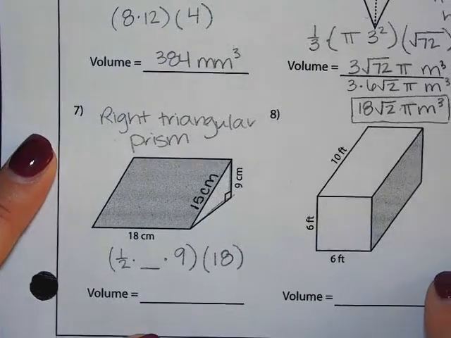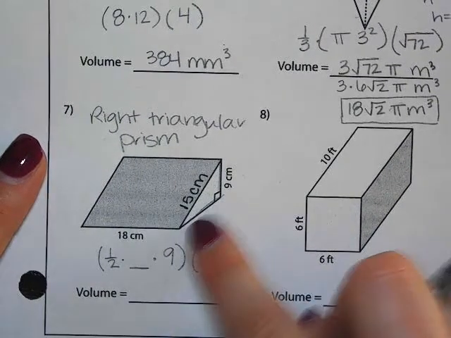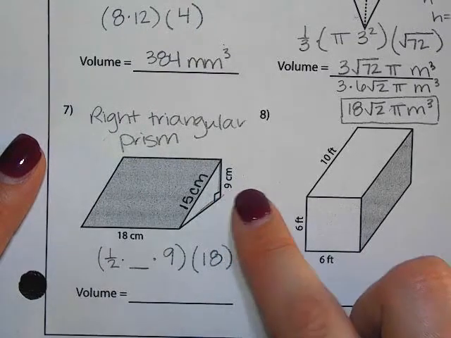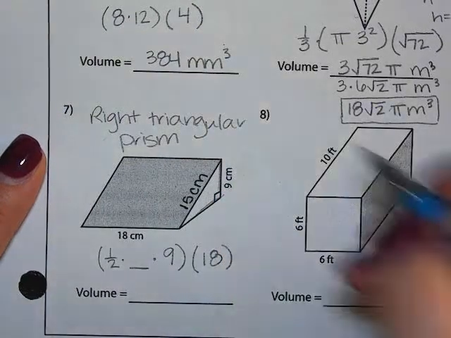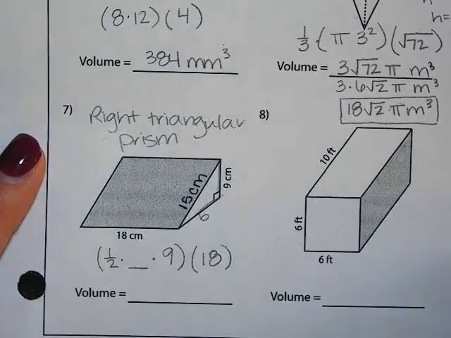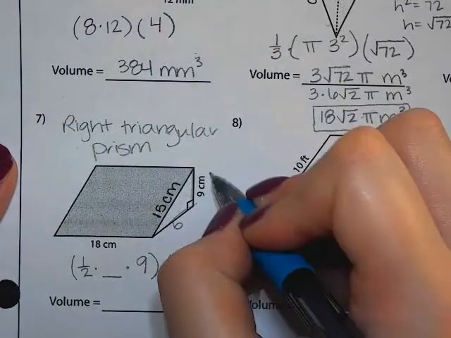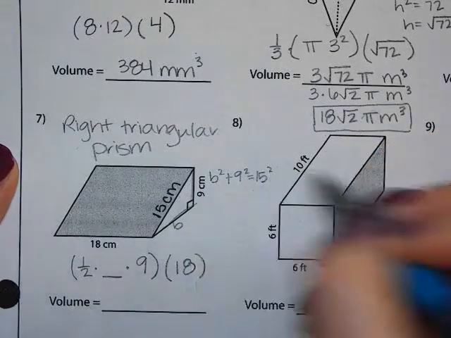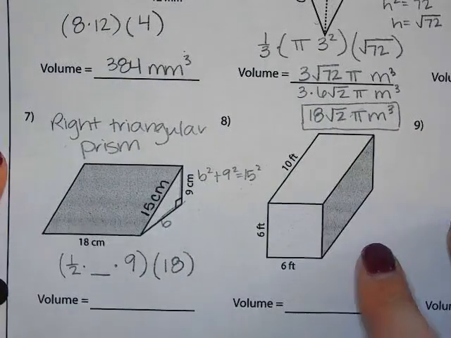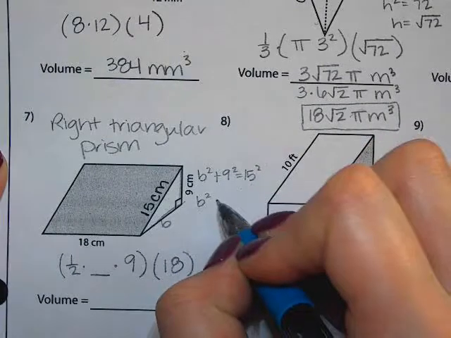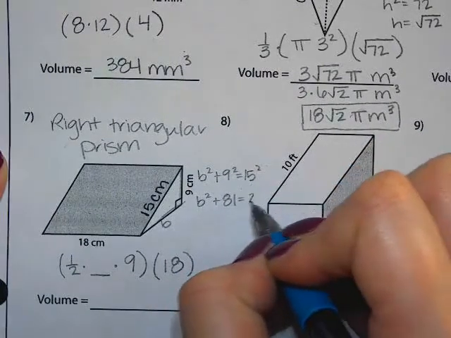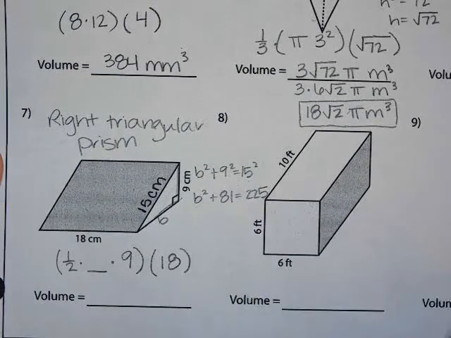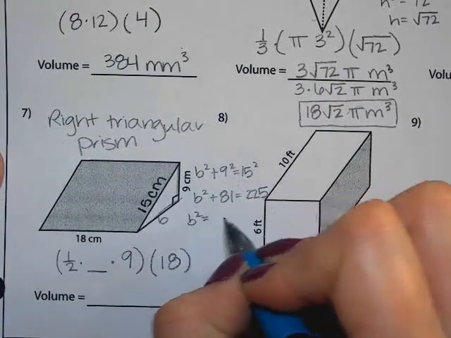Okay, so we do have to find the base of the triangle, and it's a right triangle, so we use the Pythagorean theorem. I'm going to label this as B for base. So we have B squared plus 9 squared equals 15 squared. You subtract, because you get B squared plus 81 equals 225, and when you subtract you get 144, and that equals 12. Wow, the square root.